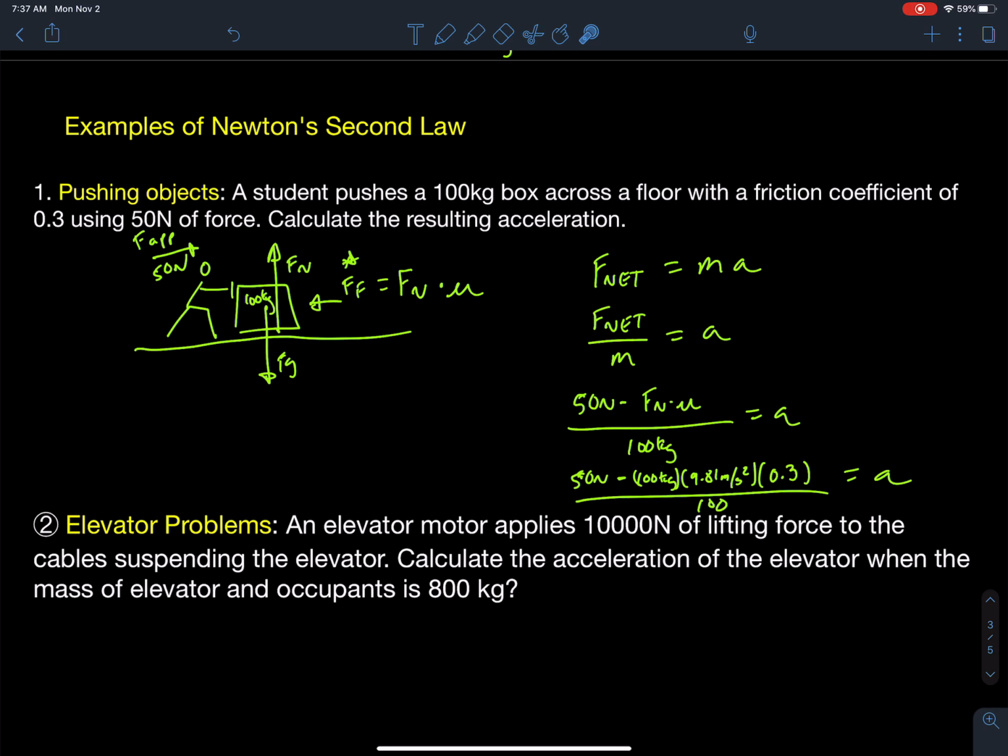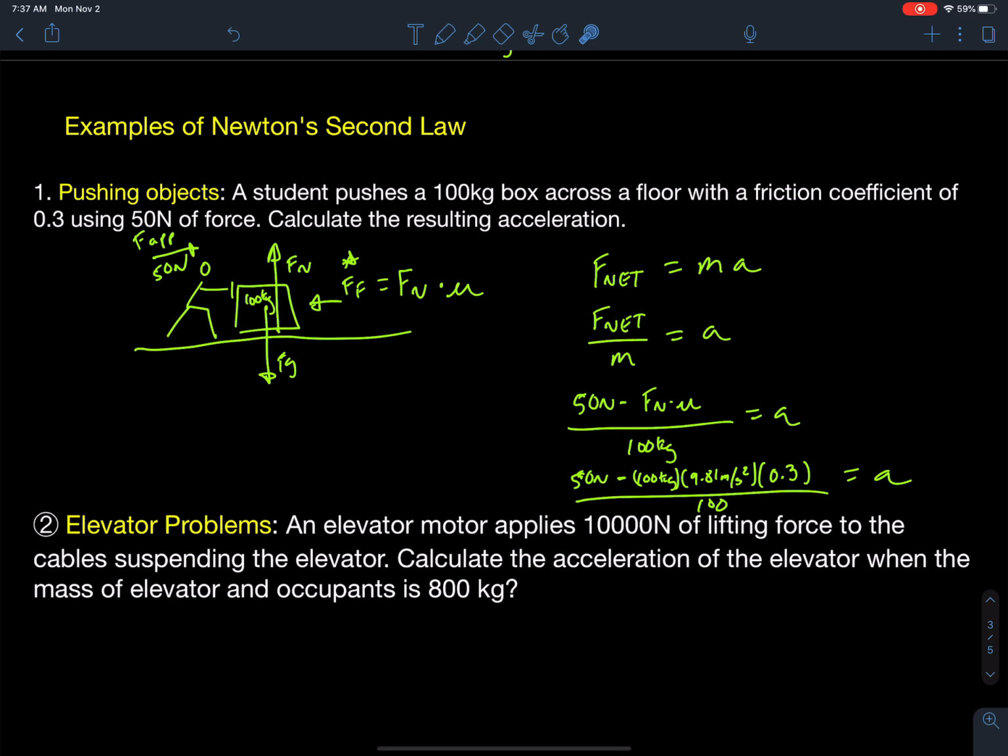So if I just wanted to round up, this should be, okay, 100 times 9.81, that's 981 meters per second squared, or 981 newtons, times 0.3, so it's going to be like 300 newtons. So 50 newtons minus 300 newtons divided by 100, that object is going to be accelerating in a negative direction. That object actually isn't going to accelerate at all. Okay, this person isn't applying a great enough force to overcome the friction, so that object isn't going to move.